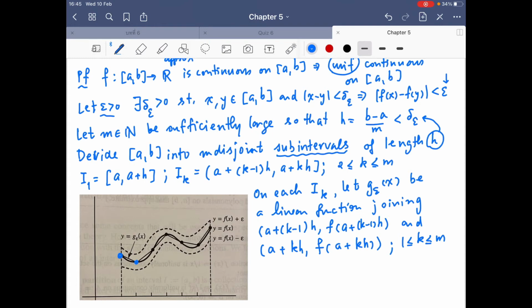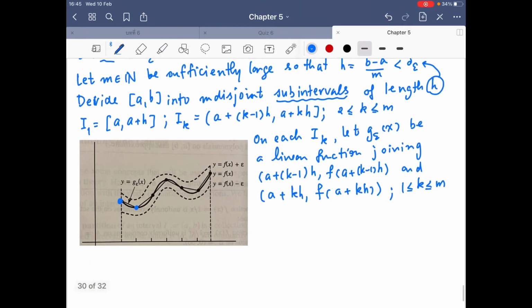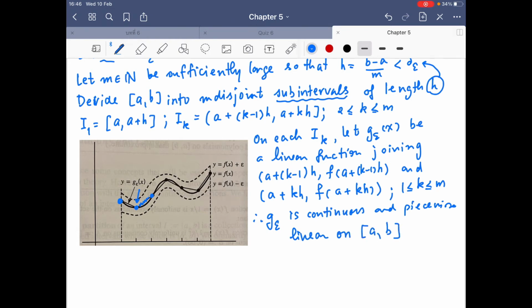So your g epsilon is continuous, right? Because it is joining from your left end to the right end, it is always continuous. So g is continuous and piecewise linear on the interval a to b.